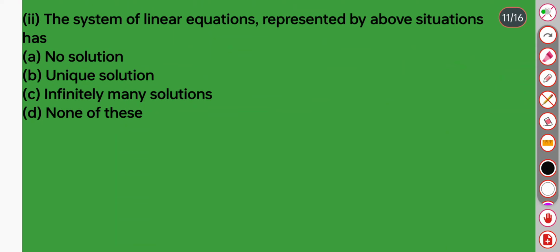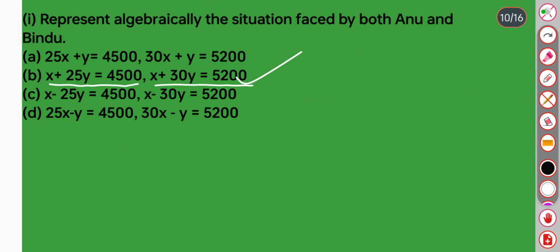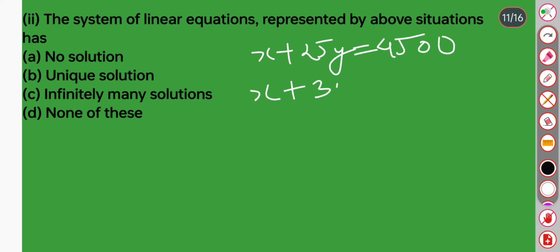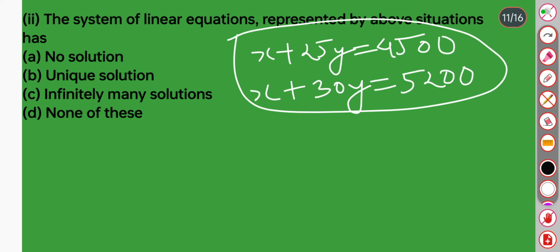The system of linear equations represented by the above situation has... Okay, that means whatever two equations we got, let me write them first. We got x plus 25y equal to 4500, and the second equation we got is x plus 30y equal to 5200. Now from these two equations you have to tell what solution you will get.